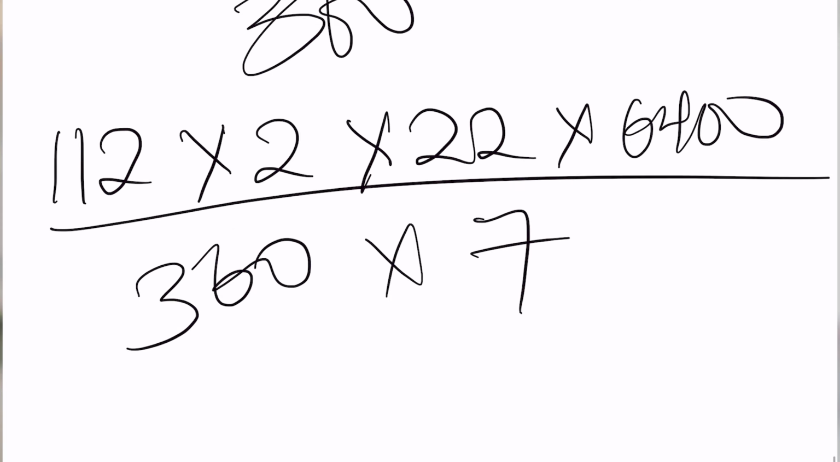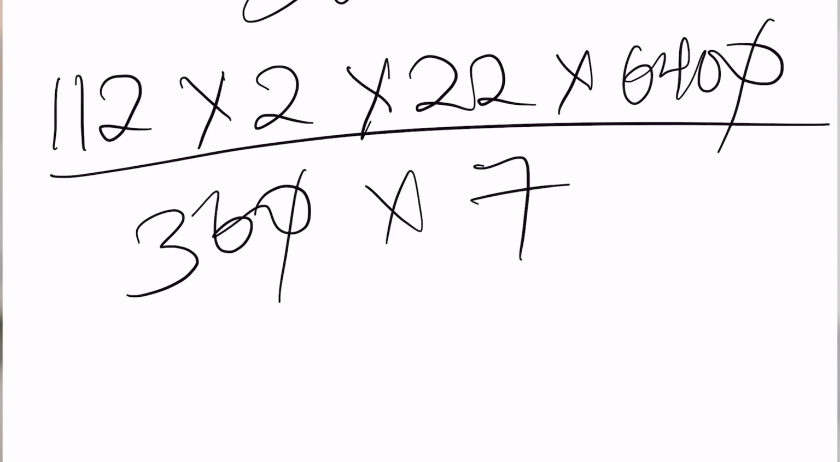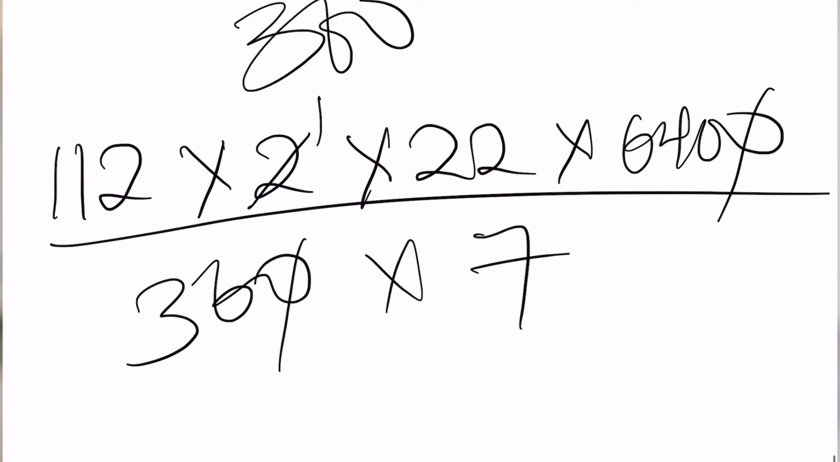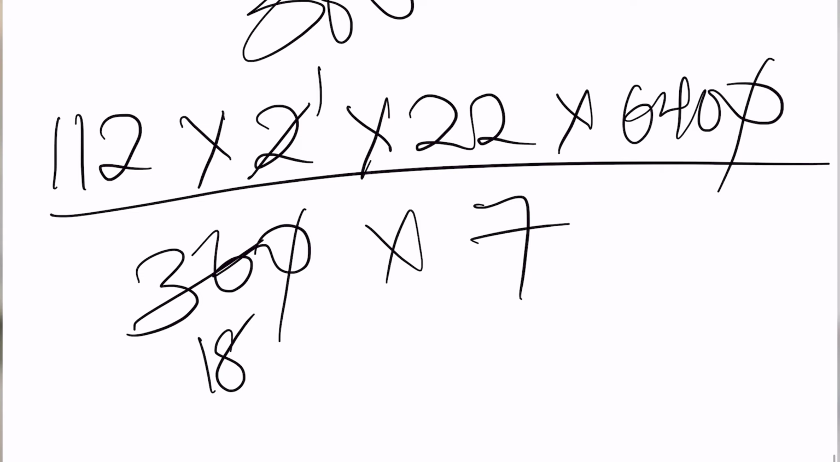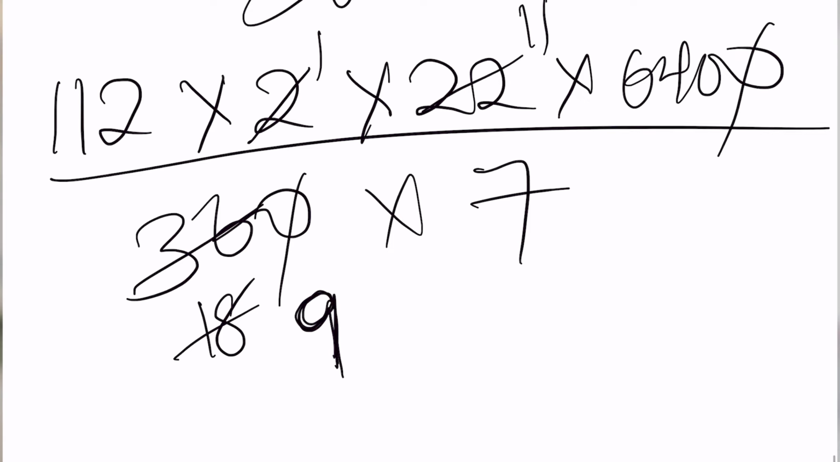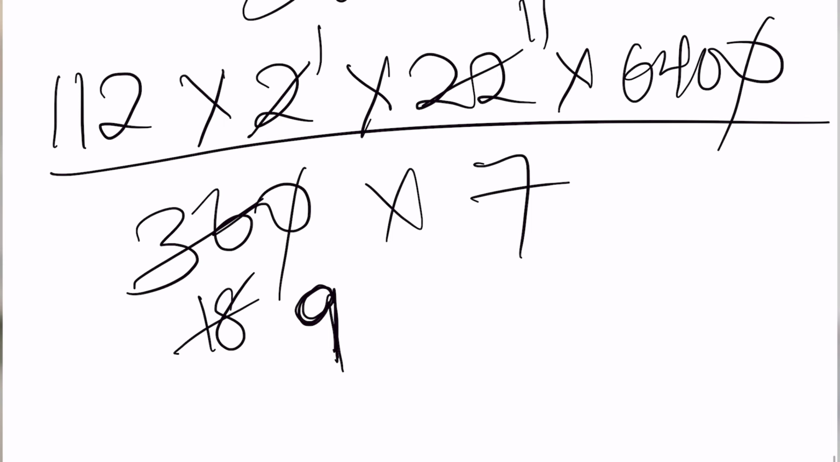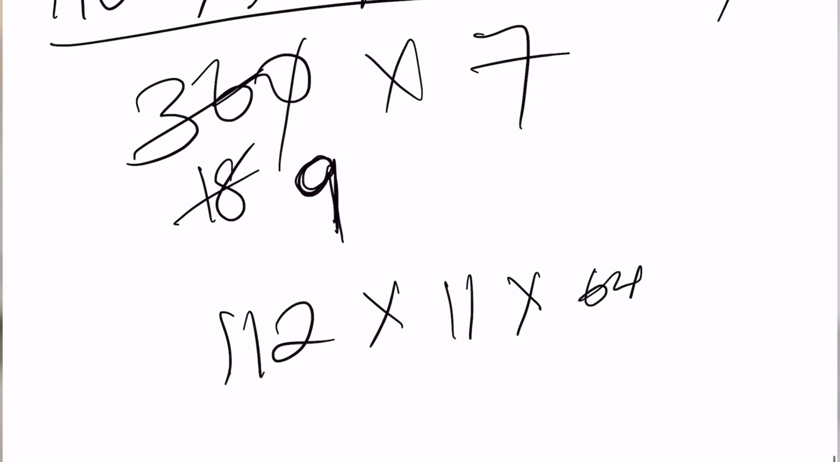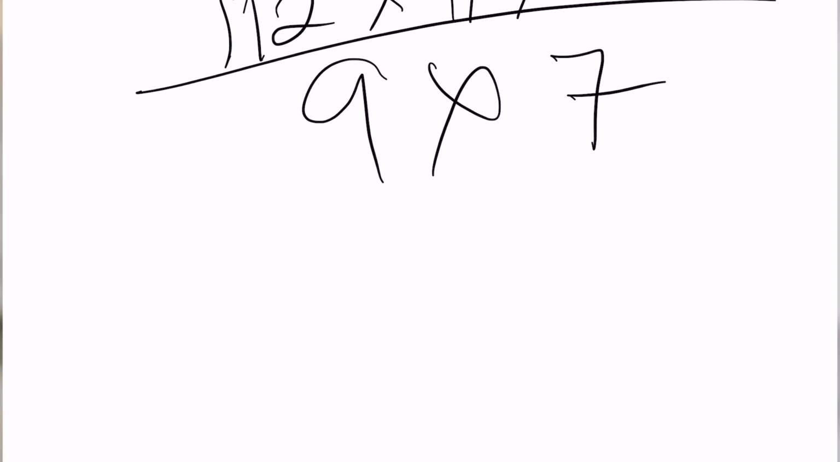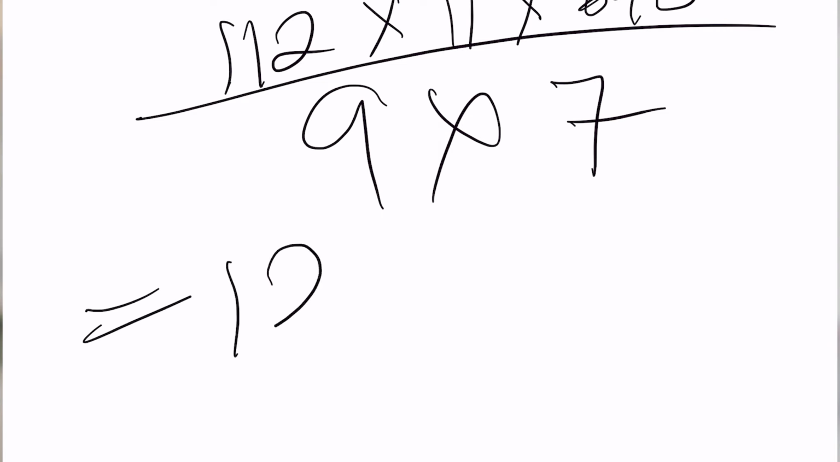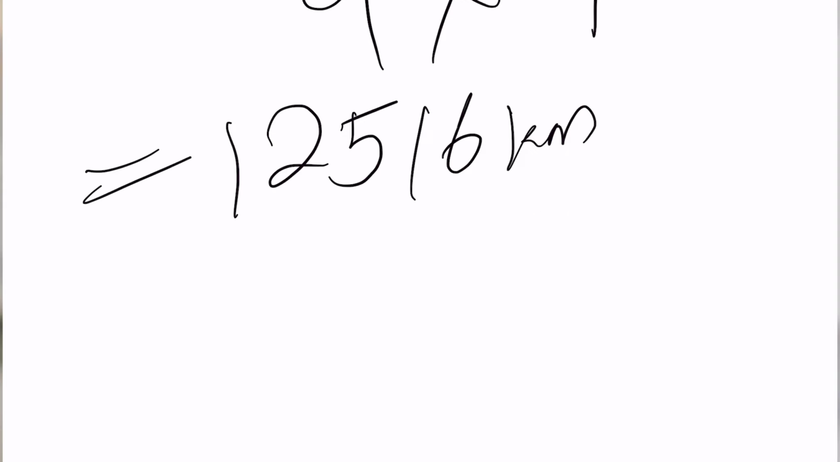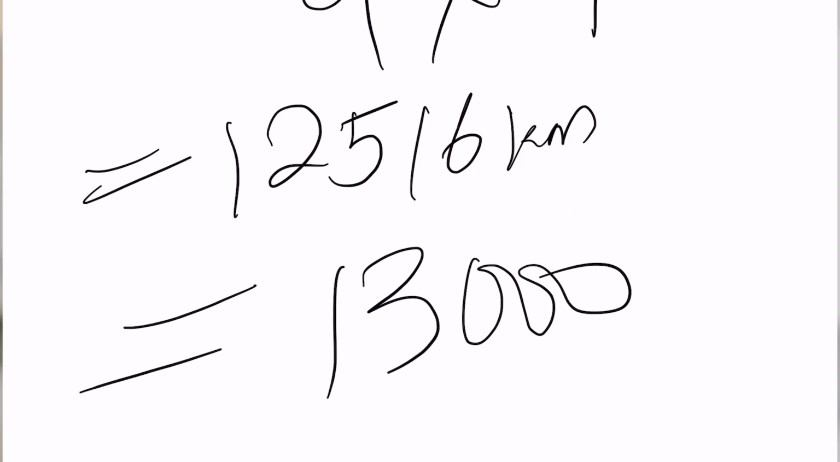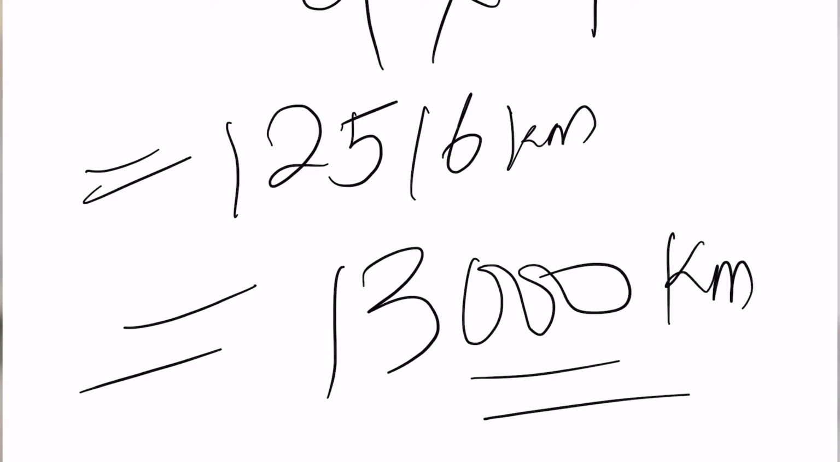Here, if we cancel this, we have 112 times 11 times 640 over 9 times 7. And when we solve this further, using our calculator, we have 12,516 kilometers. Now, to round it to two significant figures, we have 13,000 kilometers.